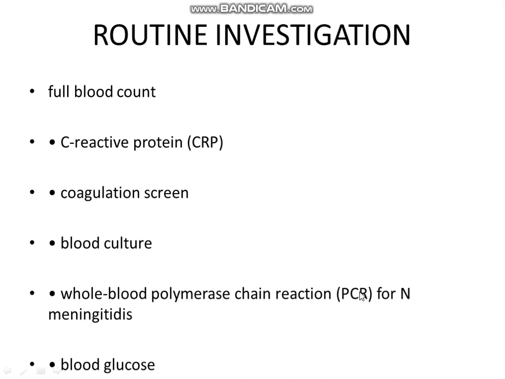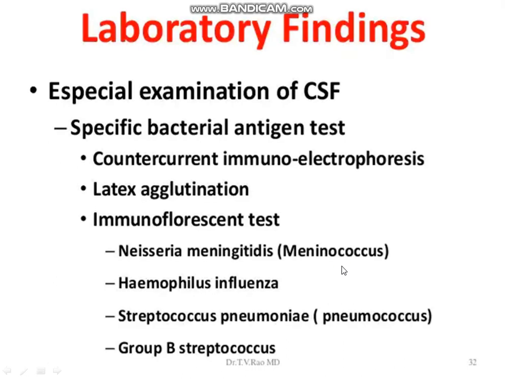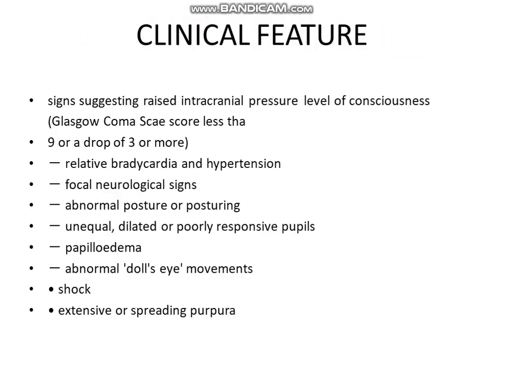Routine investigations: full blood count, CRP, coagulation screen, blood culture, whole blood PCR for meningitis, blood glucose. Special examination for CSF: specific bacterial antigen tests, countercurrent immunoelectrophoresis, latex agglutination, immunofluorescence test for Neisseria meningitidis, Haemophilus influenzae, Streptococcus pneumoniae, group B Streptococcus.